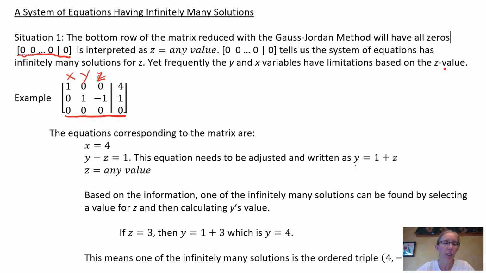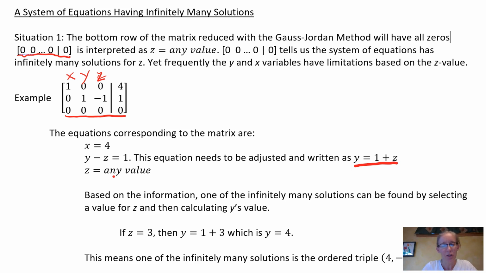Now, yet frequently while that happens, the y and x variables will have limitations placed on the z value. So just because z can be any number doesn't mean x and y can be. Specifically in this case, in that first row, 1x will equal 4, so my equation is x equals 4. Then based on the second row, I have 1y minus 1z equals 1. Now y minus z equals 1 needs to be converted so that it's just y equals 1 plus z. We add that z to the right-hand side, so we have y equals 1 plus z. Now z is any number. We went over that since the bottom row is all zeros.